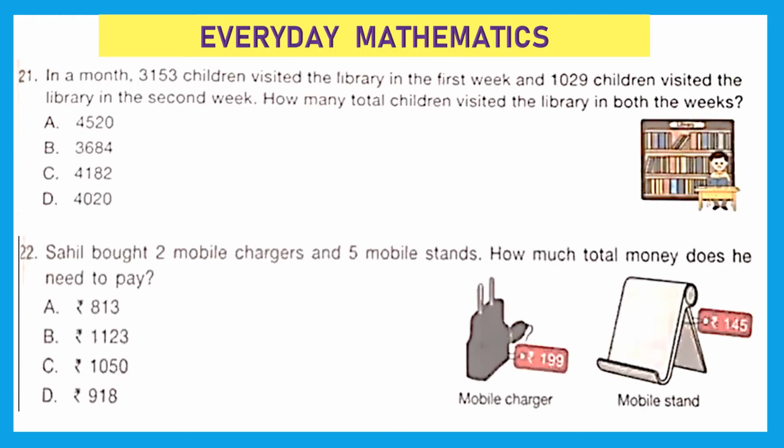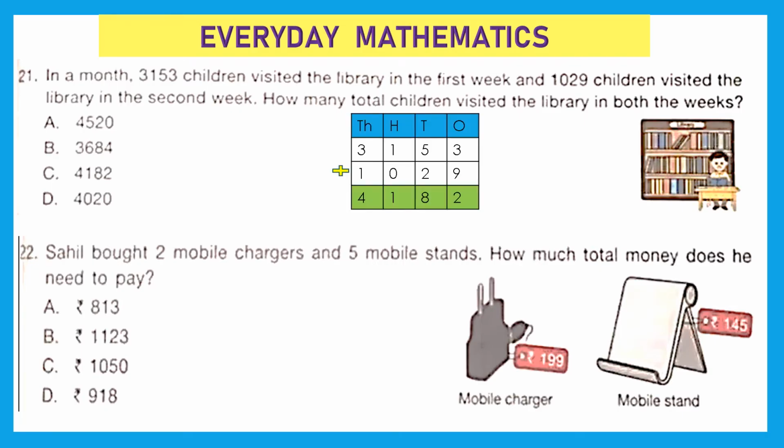Everyday mathematics. Question 21. In a month, 3,153 children visited the library in the first week and 1,029 children visited the library in the second week. How many total children visited the library in both the weeks? It is a simple addition. Let's add that. The answer which we will get is 4,182. That is option C.